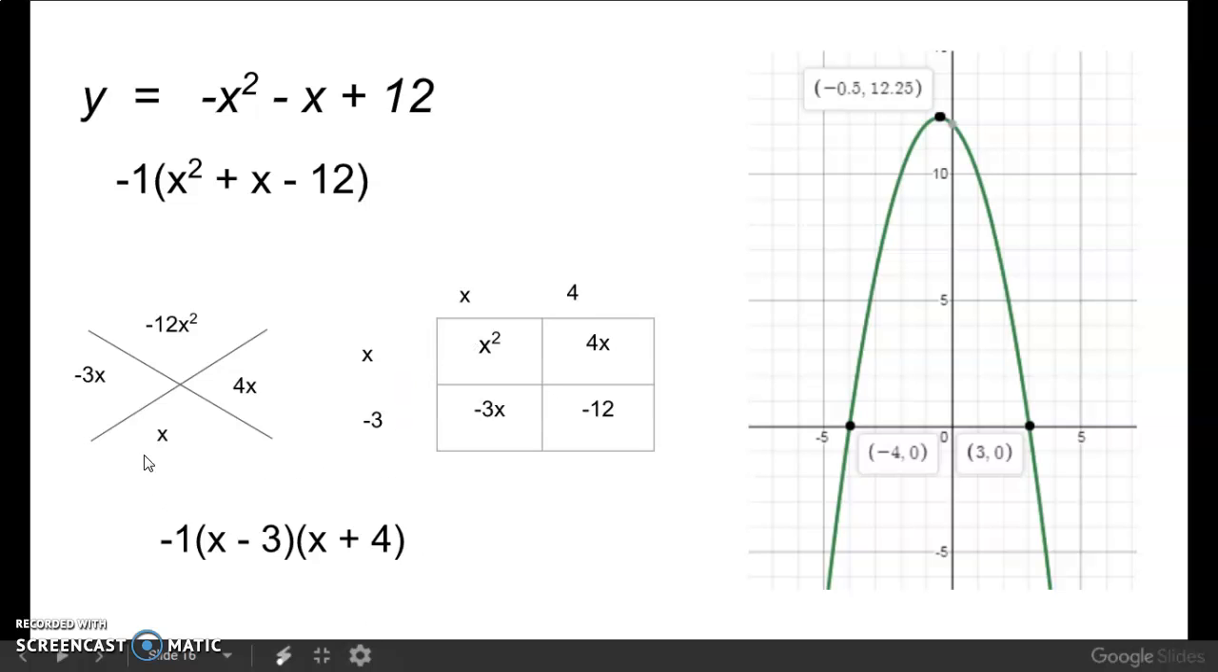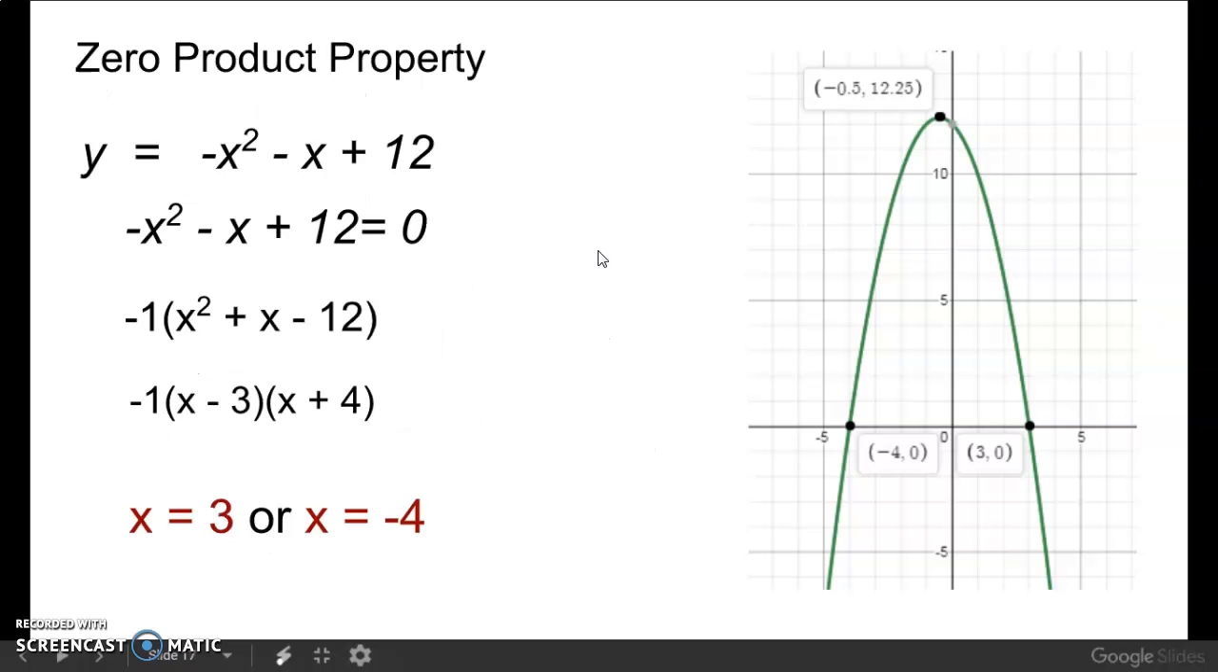Okay, now here's the thing. Don't forget, if you've factored out a monomial, to bring it back down here. All right, now next, back to zero product property. So I set the equation equal to 0, all right? I've already factored it, right? And really this could equal 0 or this could equal 0. So x could either be positive 3 or it could be negative 4. And I think if you look over here, you note, oh yeah, right? X-intercepts 3, 0, negative 4, 0. But we would have been able to do that without graphing first.